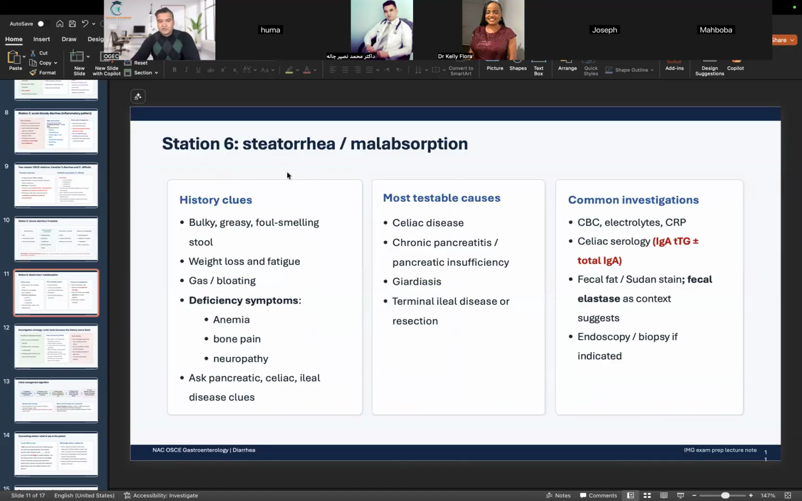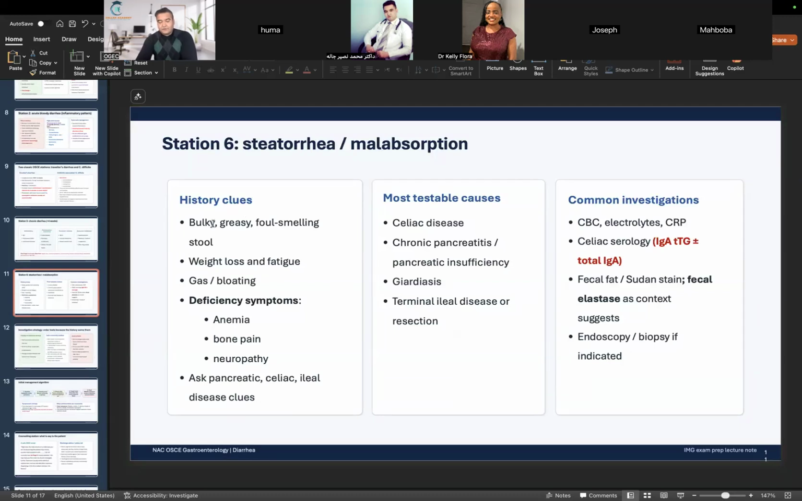Steatorrhea or malabsorption: let's say you have someone who has bulky, greasy, foul-smelling stool with a lot of flatulence. The first thing that comes to your mind is that the patient cannot absorb fat-soluble vitamins. It could be celiac disease. It could be pancreatic insufficiency. Most likely pancreatic or celiac disease.